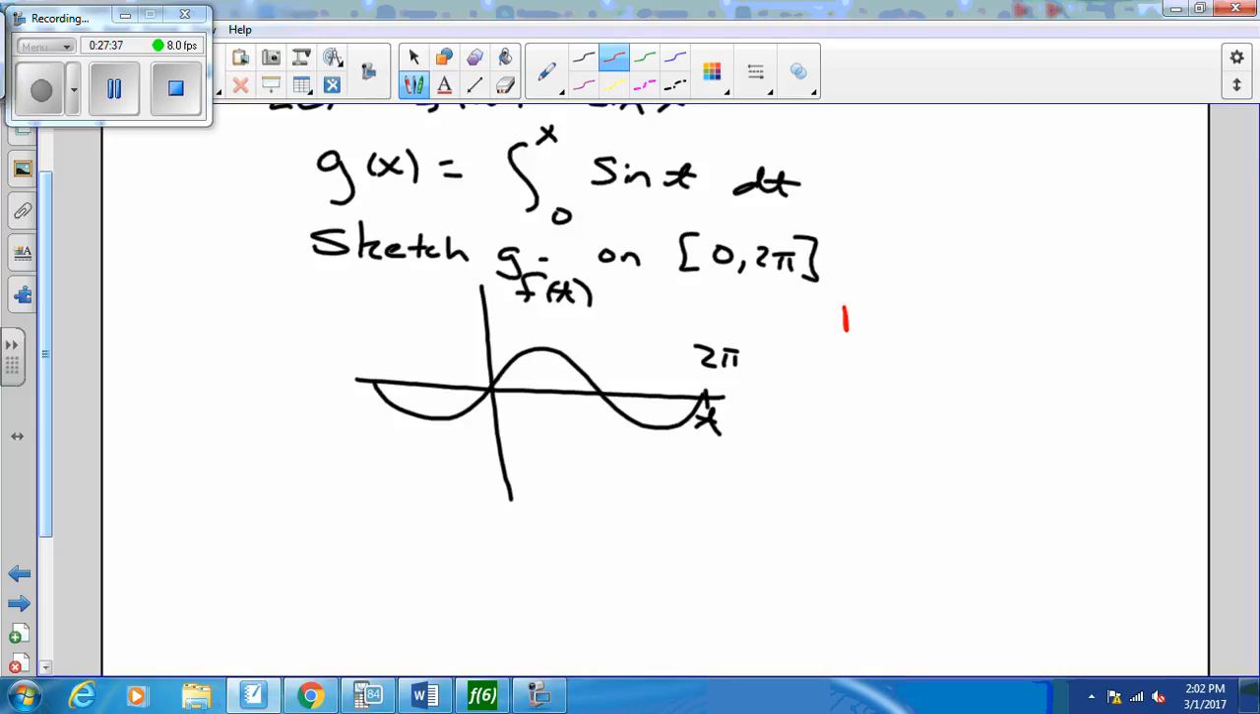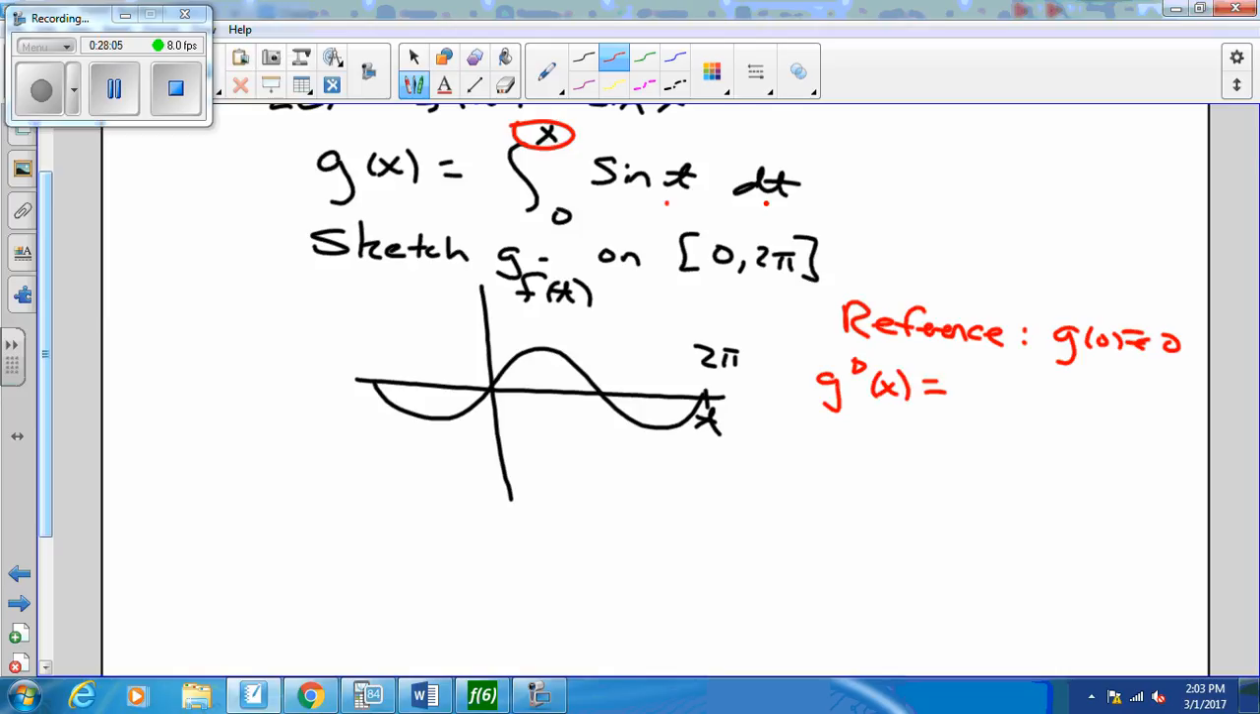And now we need a reference value. What's our reference value? At x equals what? Yep, it's actually x equals 0. The reference value is g of 0 is equal to 0. Remember that the variable of integration is a dummy variable. The real variable here is the x. Okay, so that's our reference value.